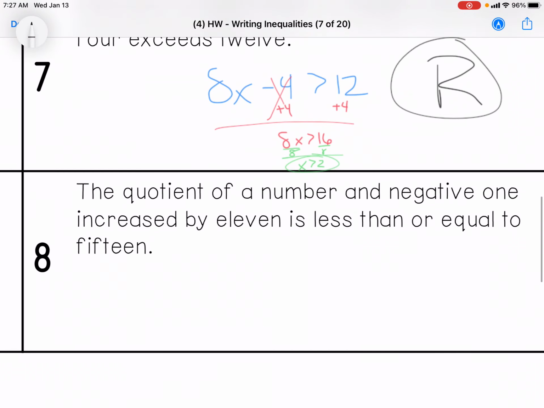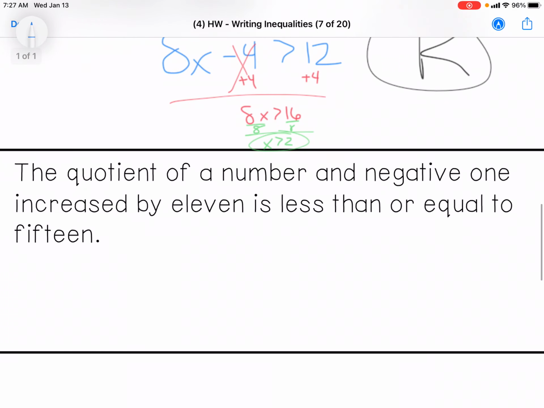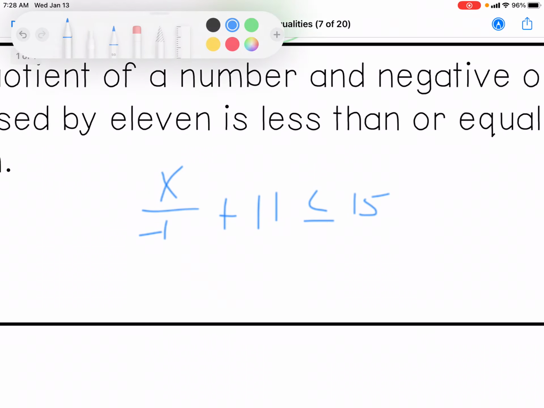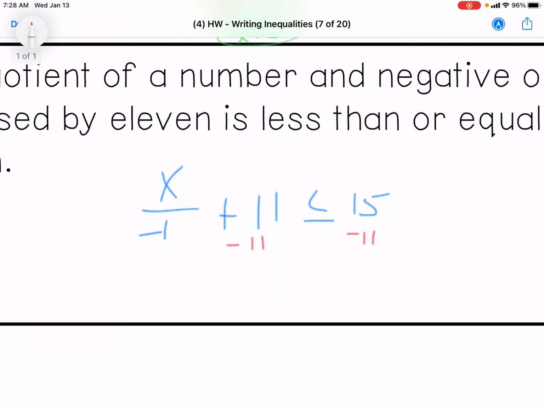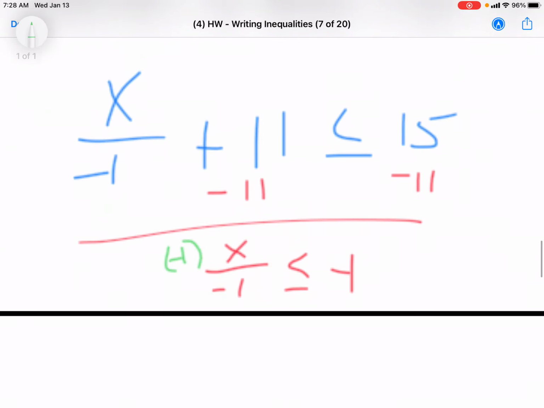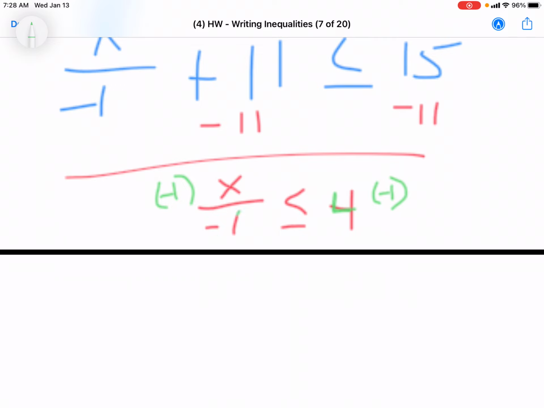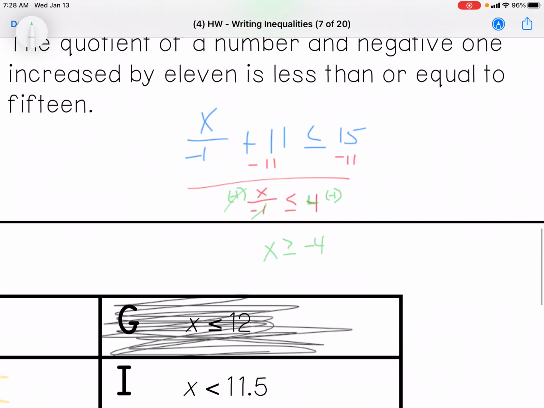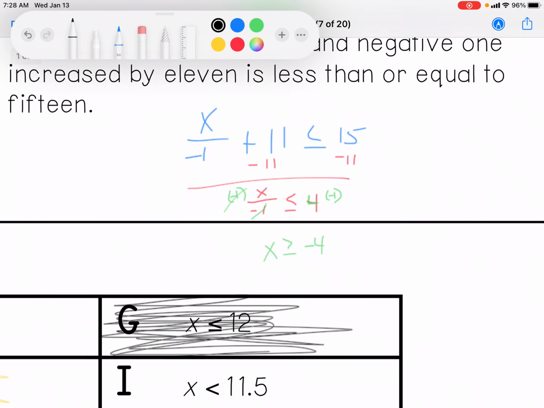Last one, the quotient, which means divide, of a number and -1 increased by 11 is less than or equal to 15. Subtract 11, x over -1 less than or equal to 4. Multiply by -1. Alert, alert. That's a 4, by the way. Alert, alert. We multiplied by a negative across the sign. So x, flip the sign, is greater than or equal to -4. If we go down to the bottom, I believe that would be W.